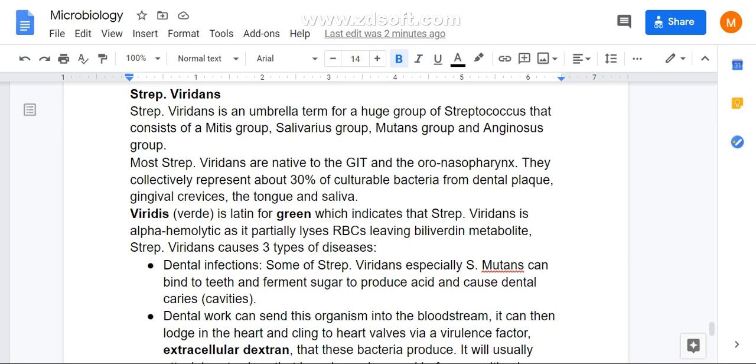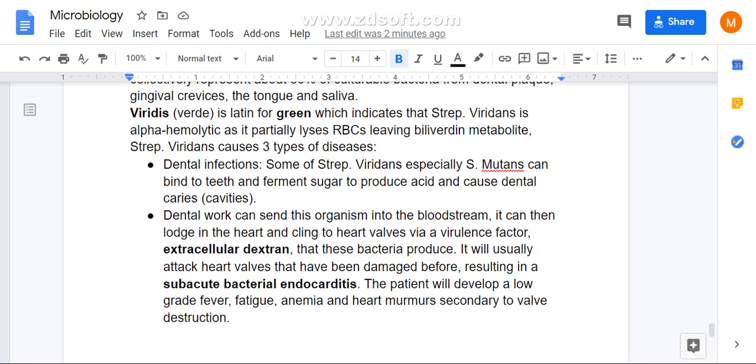Strep Viridans causes three types of diseases. First one, dental infections. Some Strep Viridans, especially Strep mutans, can bind to teeth and ferment sugar to produce acid and cause dental caries, or cavities. When dental work is done in the mouth, it can send this organism into the bloodstream. It can move to the heart and lodge there. It clings to the heart valves via a virulence factor known as extracellular dextran. It will usually attack heart valves that have been damaged before.